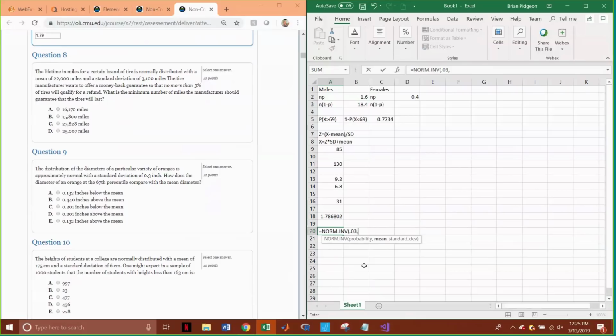We want the mean to be 22,000. And the standard deviation to be 3,100. So they should guarantee that their tires will last at least 16,170 miles.